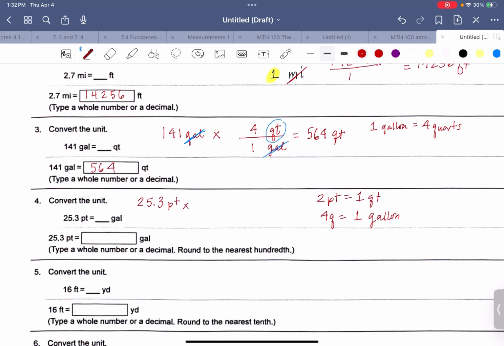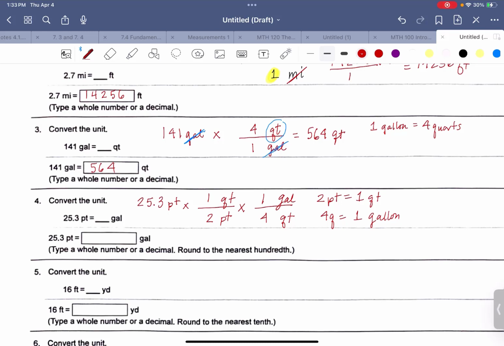I know I want to get rid of the pints, so I'm going to put pints on the bottom and change it over to quarts. And then I want to change my quarts, so I'm going to put QT on the bottom for quarts, and I'm going to put gallons on the top. So we know that there are 2 pints in 1 quart. Now notice that 2 goes in the denominator. And there are 4 quarts in 1 gallon. Notice the 4 is now in the denominator.